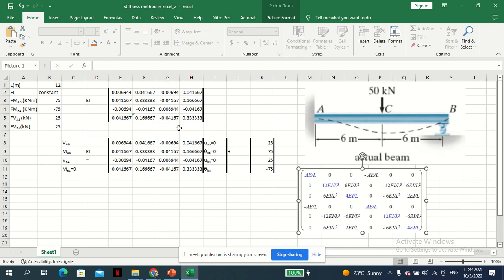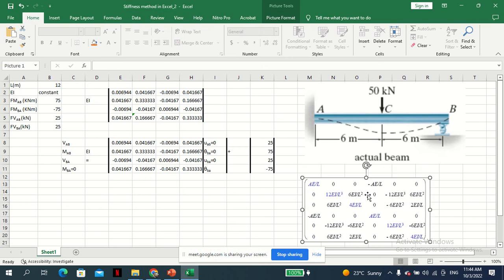Please confirm that you can see the Excel sheet. Hello. Please confirm that you can see the Excel sheet.